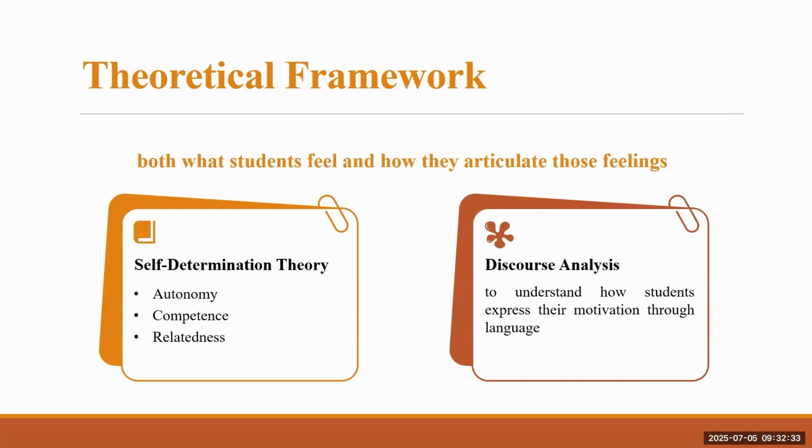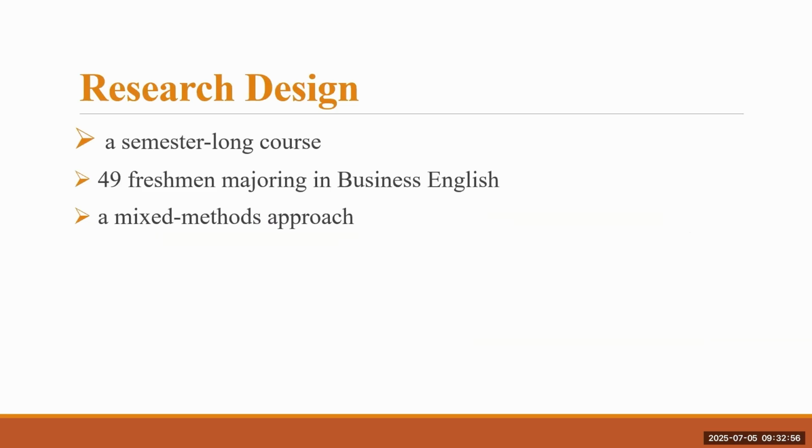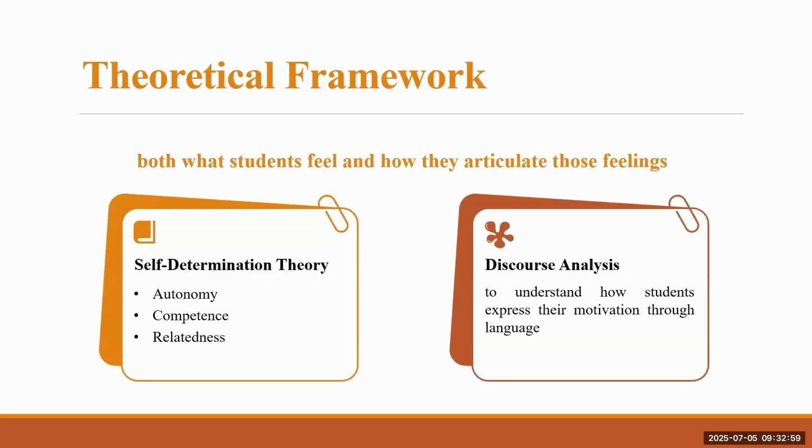We grounded our theoretical framework in self-determination theory and also discourse analysis. In that way, we can find out both what students feel and how they articulate these feelings. Under self-determination theory, we have three core aspects: autonomy, competence, and relatedness. And for the discourse analysis, we want to understand how students express their motivation through language.